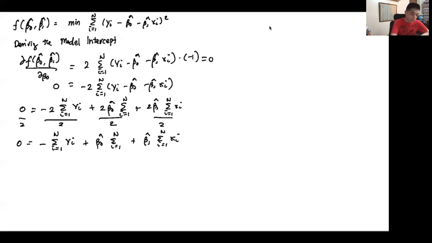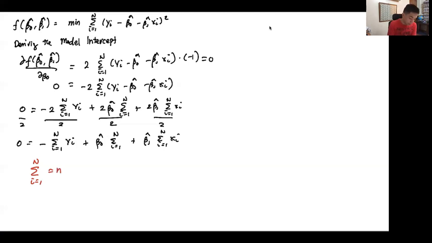Now, there are a couple of formulas that we need to be aware of. If we just have this summation, sum of i equals 1 to n, it's essentially summing up all your i's, right? And if you sum up all your i's, it's just summing up all your observations. So this summation is just equal to n.